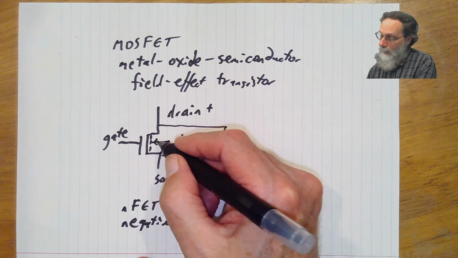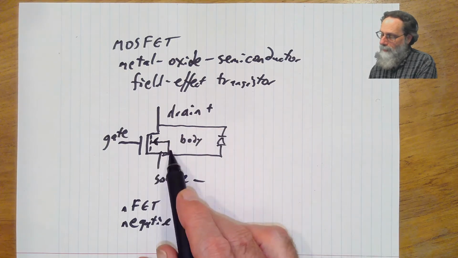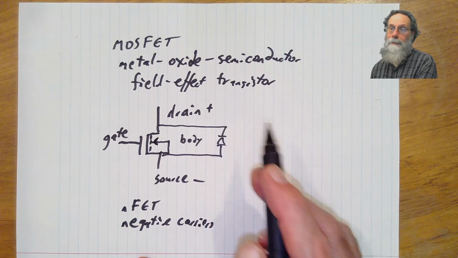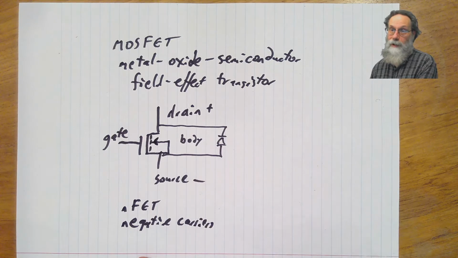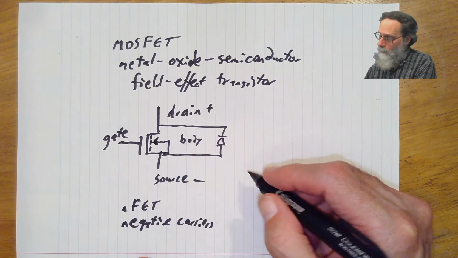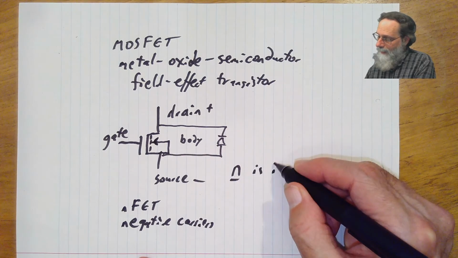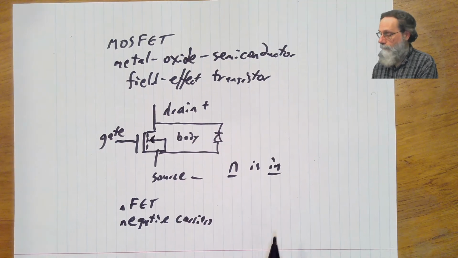And the arrow here is going from the source to the channel, and it's from the source to the drain in the body diode, so that the arrow and the body diode go in the same direction. And an easier way to remember which way that arrow goes is that for NFETs, N is in. The arrow points in on an NFET.